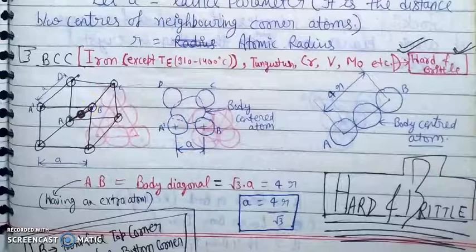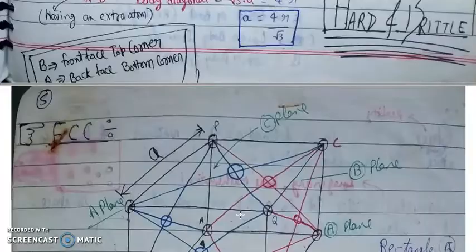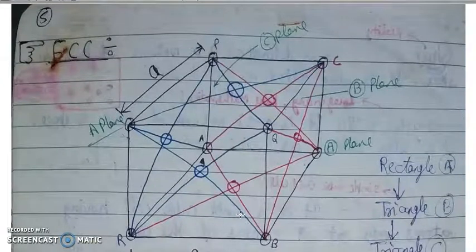In the last session we discussed unit cell, space lattice, and point lattice, and today we are going to deal with BCC, FCC and HCP. In the last session we discussed BCC, what the examples are and how we can calculate the a and r ratio. Today we are going to discuss FCC, which is face centered cubic.